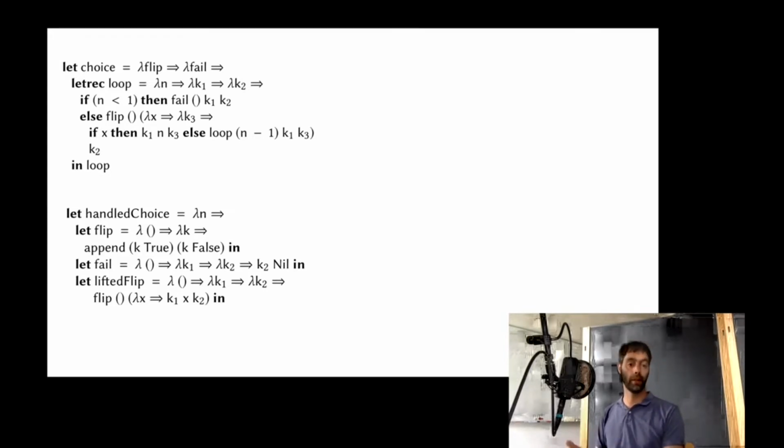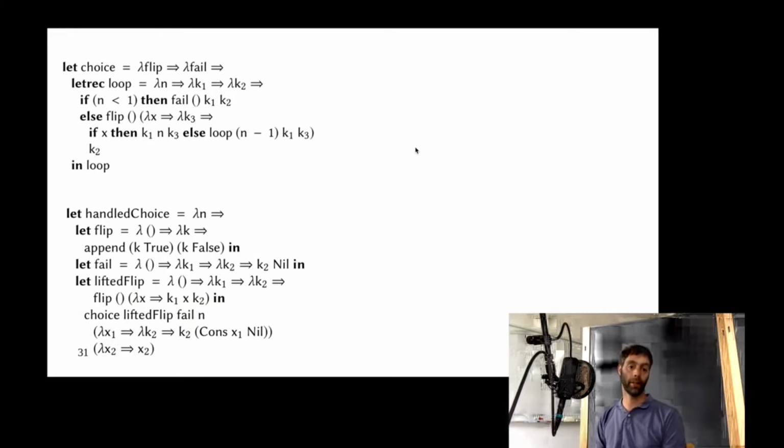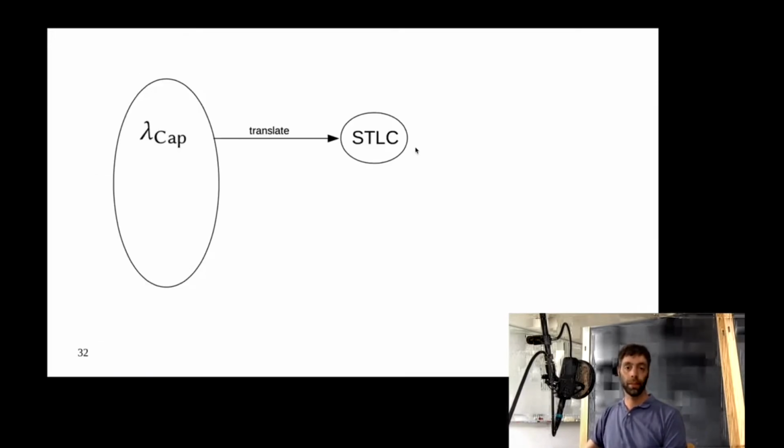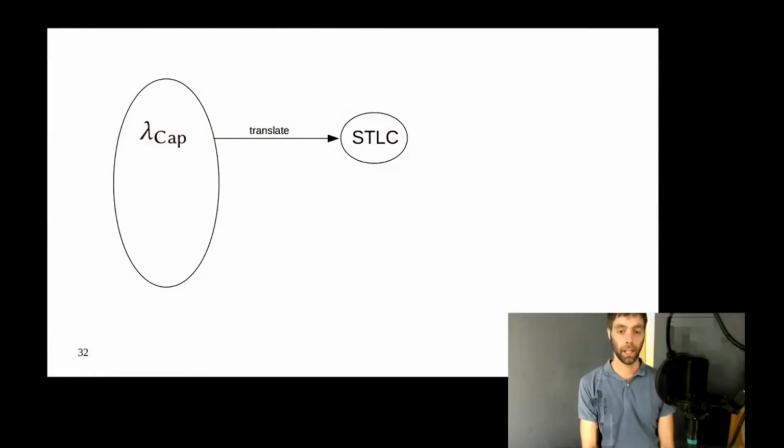So we define a new capability, lifted flip, which abstracts over two continuations, composes them, and passes the composition to the capability flip. The call to choice now gets 5 arguments: 2 capabilities, the argument n, and 2 continuations. So far, we've seen our source language, lambda cap, and our translation to simply typed lambda calculus in iterated continuation passing style. We've specialized effectful functions to the number of handlers they are used under.